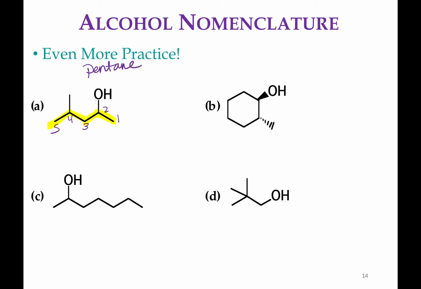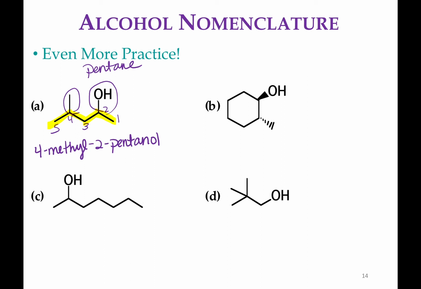All right, so we have an alcohol at number 2 and a methyl group at number 4 that we need to add in there. So 4-methyl, 4-methyl, 2-pentane. We drop the E and add ol, pentanol.